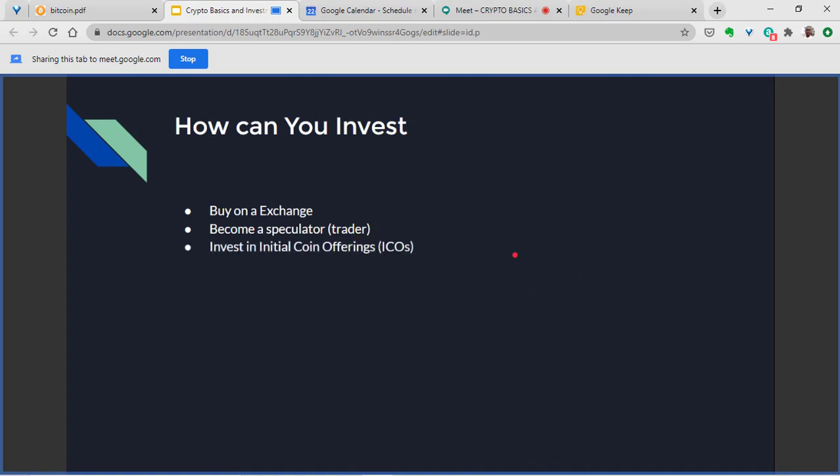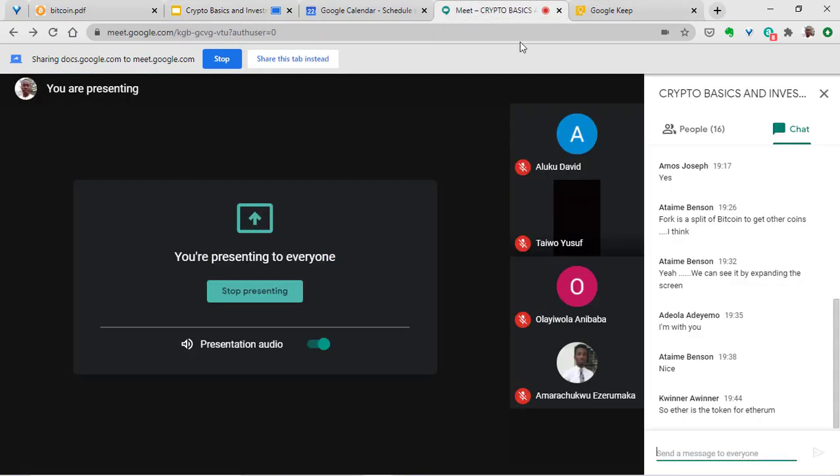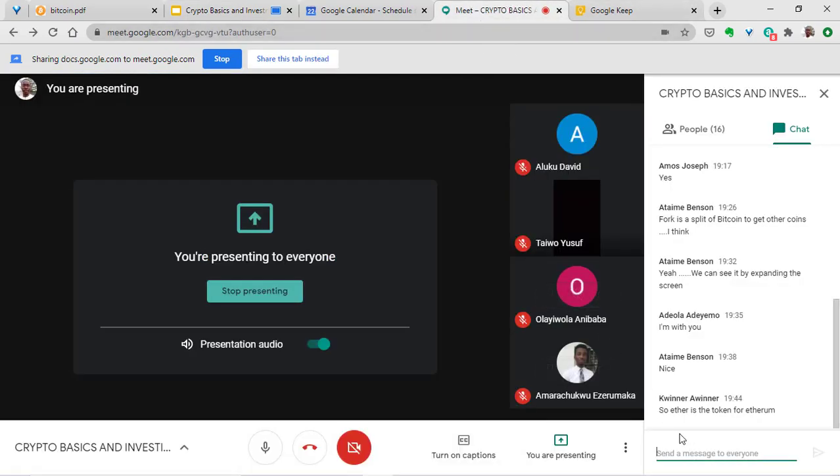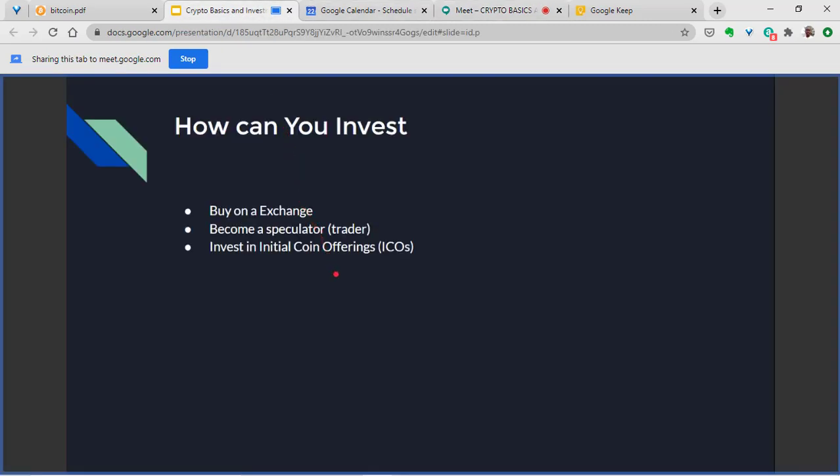Next, investing in initial coin offerings. Initial coin offerings are similar to an IPO, and I don't know if you've heard of an IPO. IPO is initial public offering. An initial public offering is when a company is offering its shares to the public, saying, okay, come and buy a piece of this company.